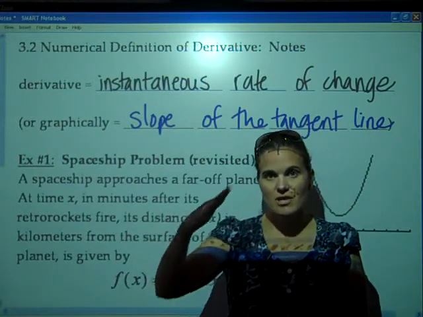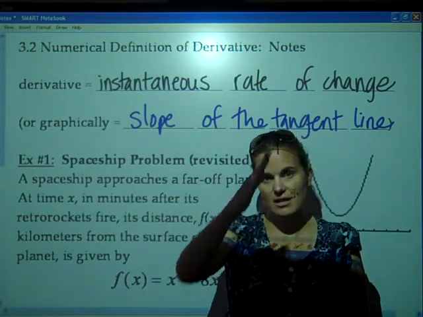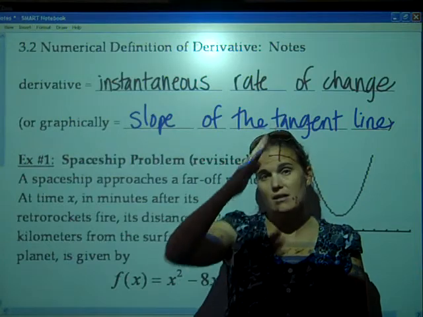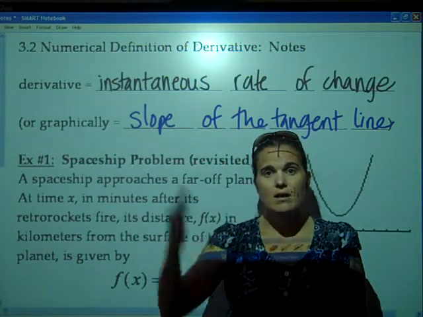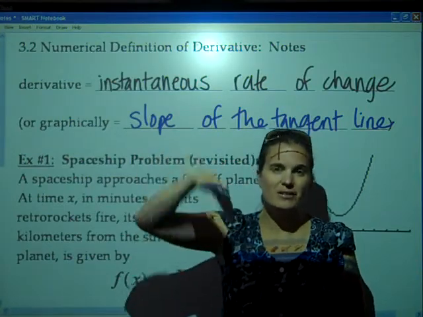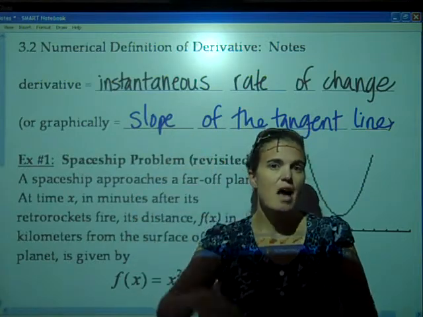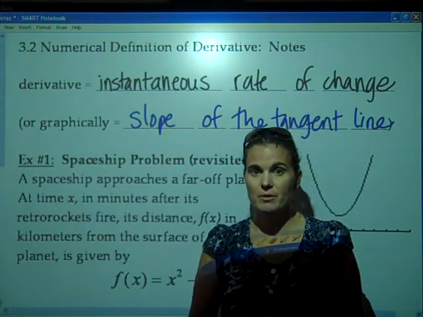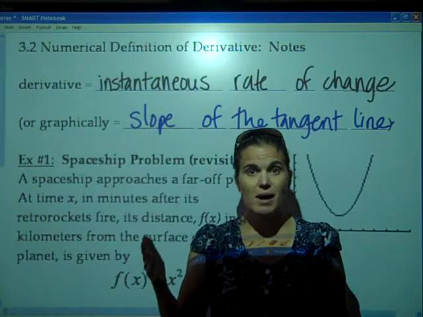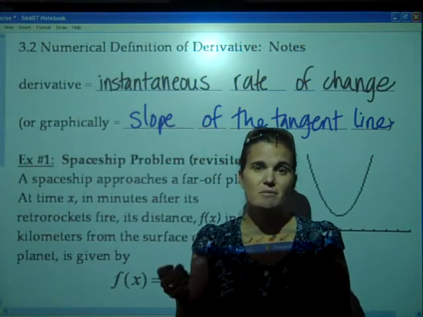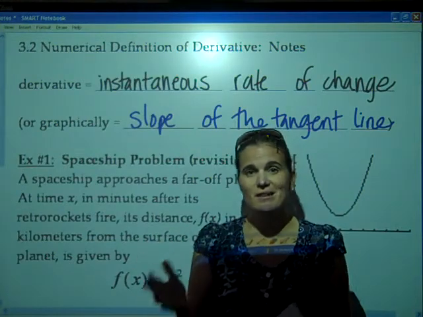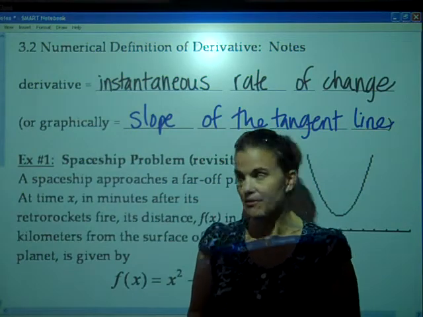So if the function is increasing, our tangent line would also be increasing, and we know our derivative should be positive. If the function is decreasing, then our tangent line would also be decreasing, and we know that the derivative should be negative. Function increasing, derivative positive. Function decreasing, derivative negative. It's a huge concept that you need to make sure you have down this year.